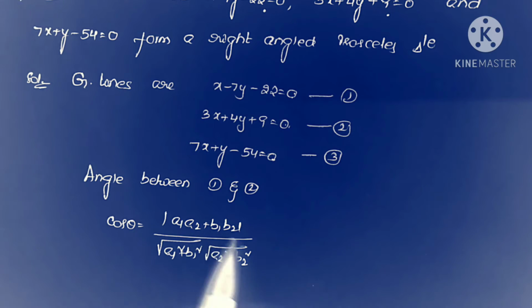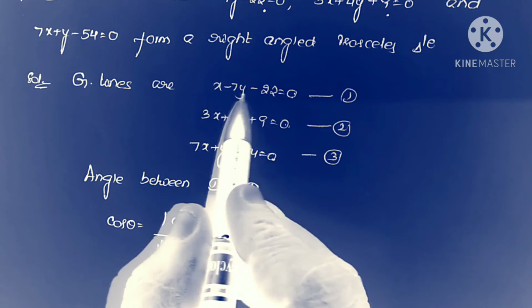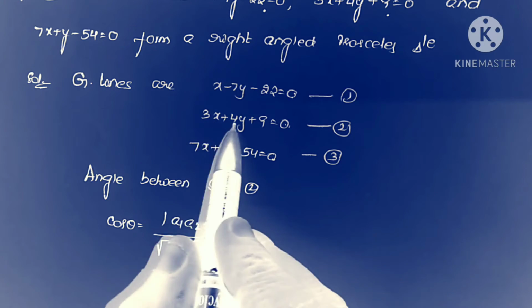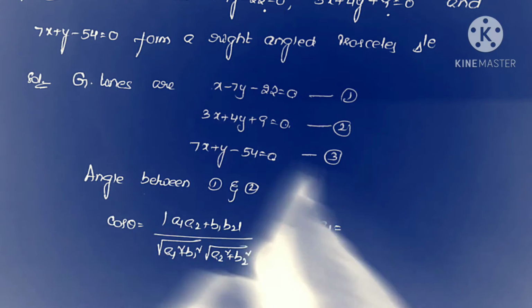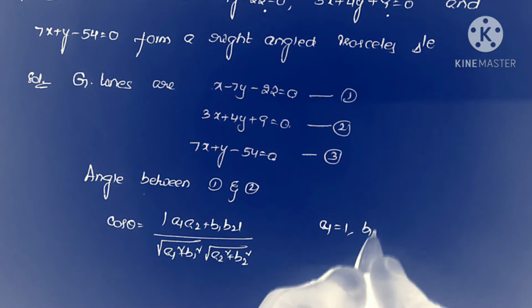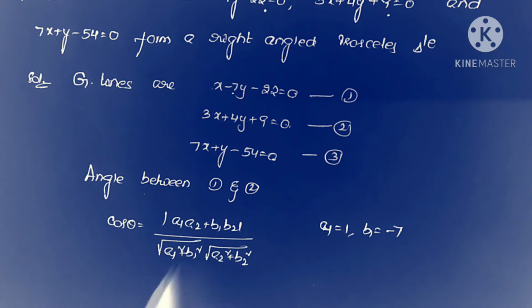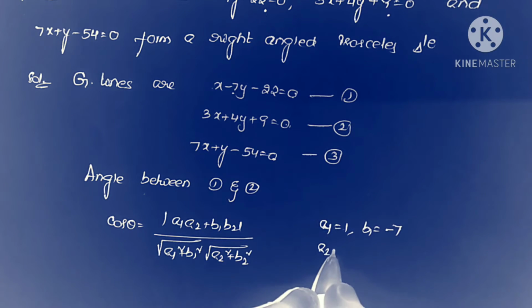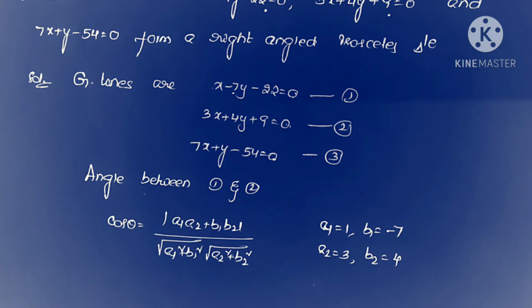What are the values of a1, b1 and a2, b2? a1, b1 are taken from the first line and a2, b2 are taken from the second line. That is a1 is equal to the x coefficient, 1, in the first line. b1 is equal to -7, which is taken from the first line. And what are a2, b2? a2 is equal to 3, b2 is equal to 4. Those are taken from the second line.